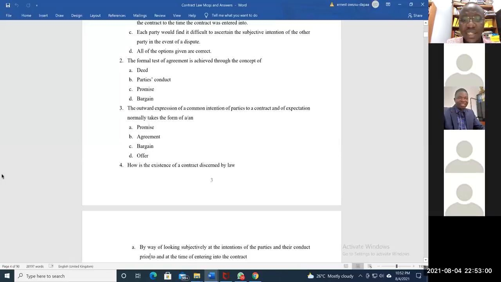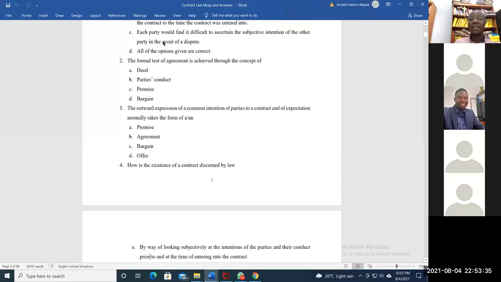Question 3: the outward expression of a common intention of the parties to a contract and of expectation normally takes the form of A, a promise, B, agreement, C, bargain, D, offer. So what is the correct answer to 3 in your view? Yeah, okay, then I agree with those who say it's agreement.